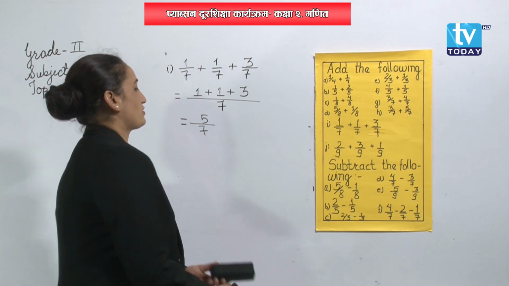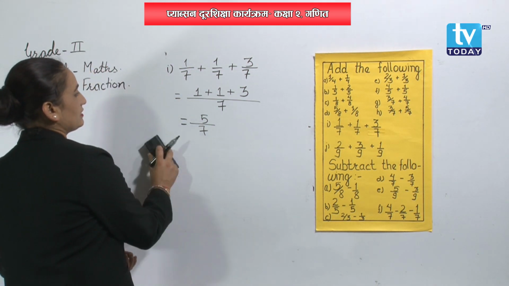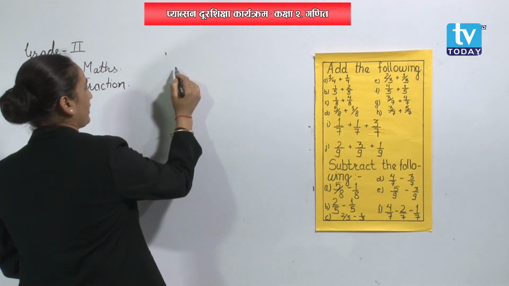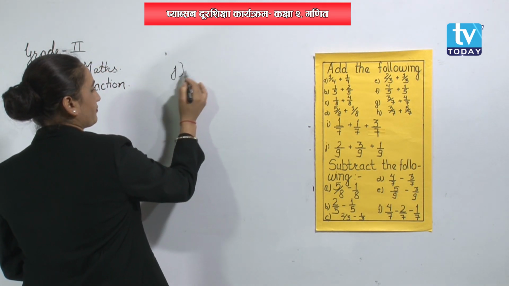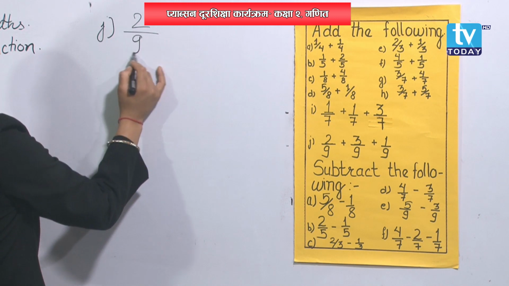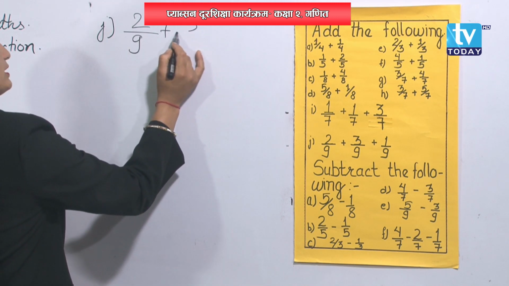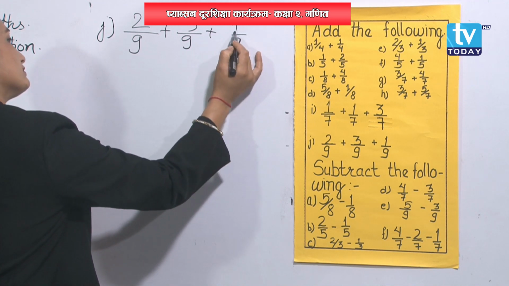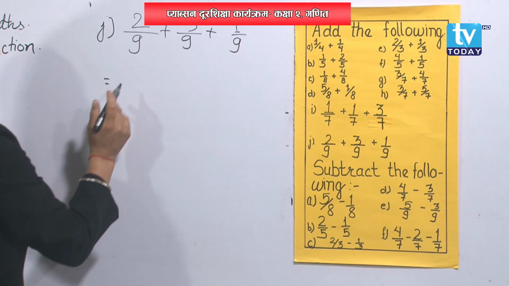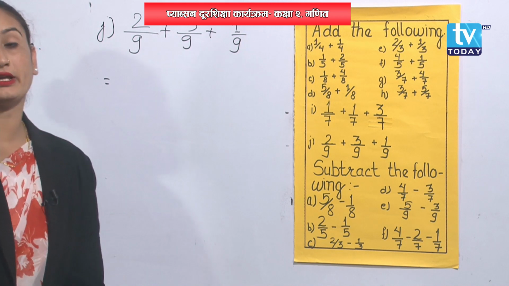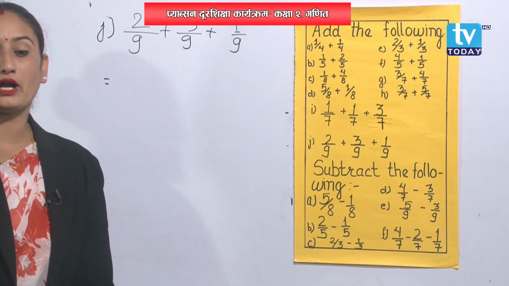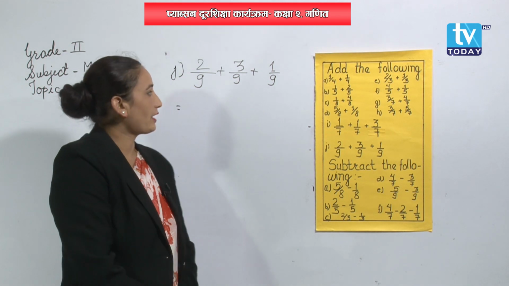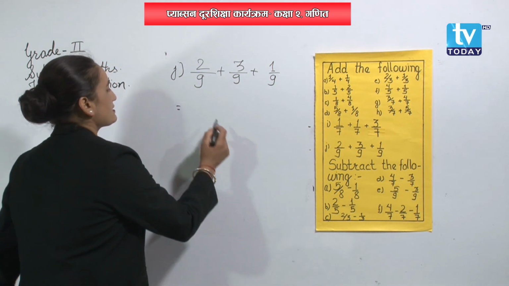Now, I have the next question for you. What is the next question? Do you know, student? Okay, the next question is, when 2/9 is added with 3/9 plus 1/9, then what will be its answer? Have you written it? Now tell me the answer.